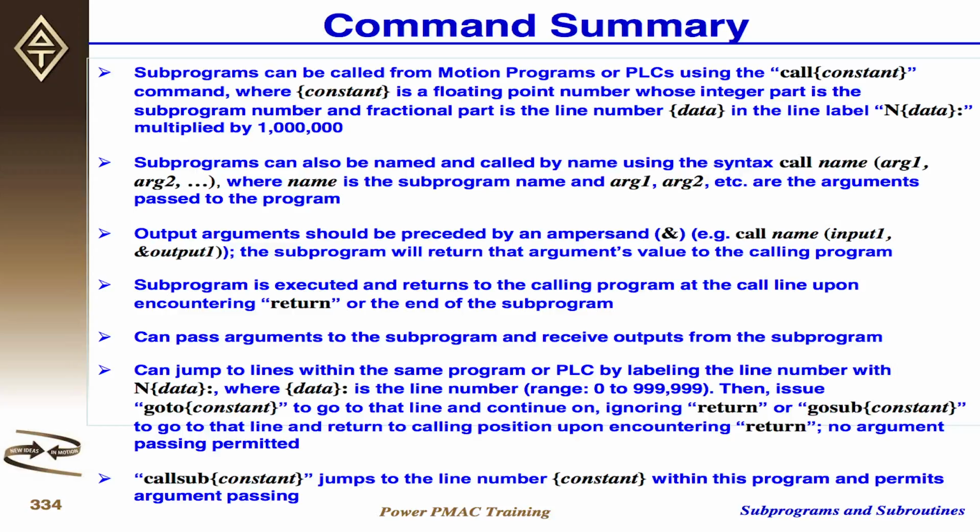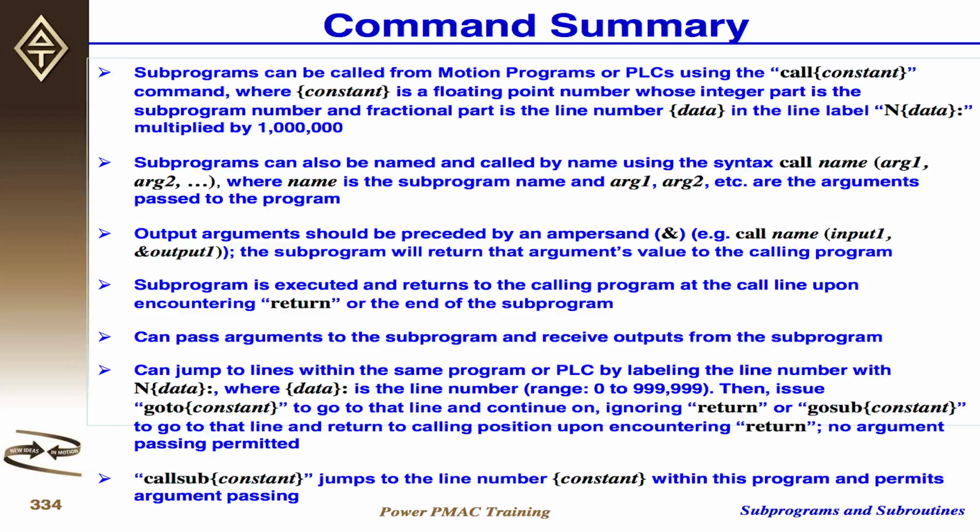You can jump to lines within the same program or PLC by labeling the line number with the N data, where data is the line number again. It could be 0 to 999,999. You can issue a goto and a constant to go to that line and continue on, ignoring the return. Or you can use gosub and constant to go to that line and return to the calling position upon encountering the return.